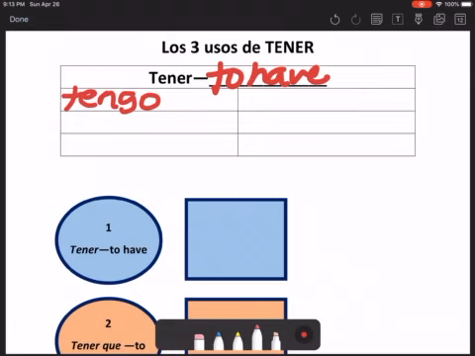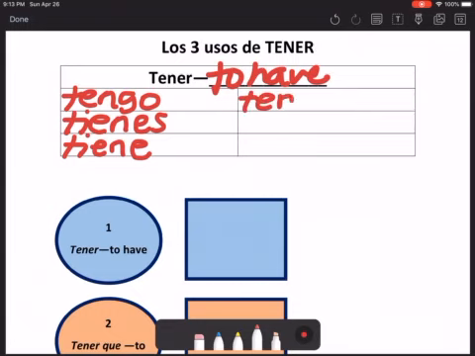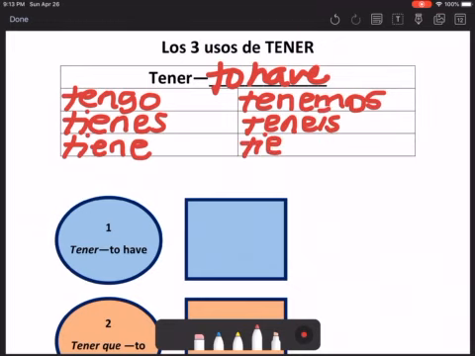Tengo, tú, tienes, él o ella, tiene, nosotros, tenemos, vosotros, tenéis, ellos o ellas o ustedes tienen.